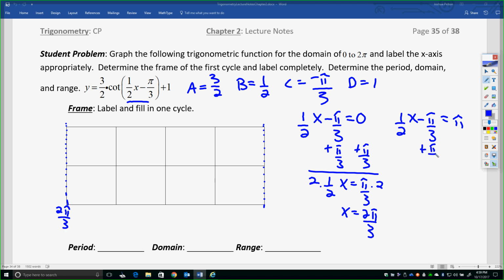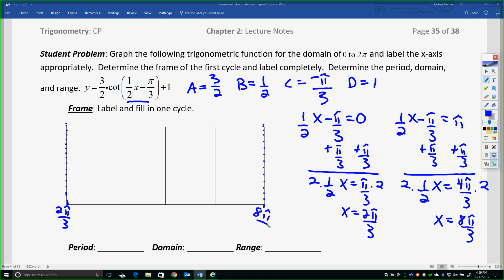And we'll add pi over 3 and pi over 3. So 1/2 x equals... let's see, 1/3 and 3/3 is 4/3. If I times it by 2, x is 8 pi over 3. Okay, so all we have to do now is add them up and divide by 2. So 2 pi over 3 and 8 pi over 3 is 10 pi over 3. And if I divide that by 2, that's going to give me 5 pi over 3. It's only half of them.